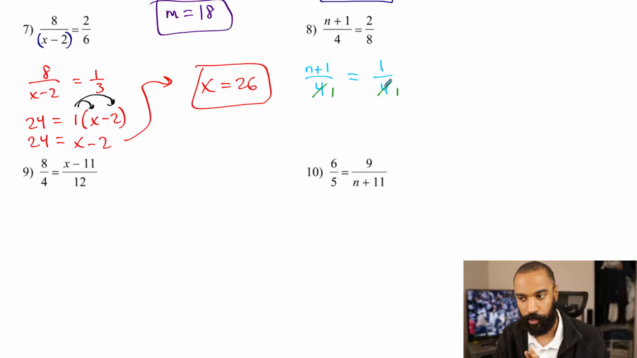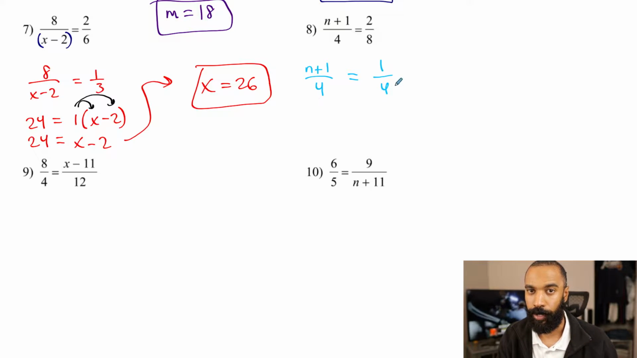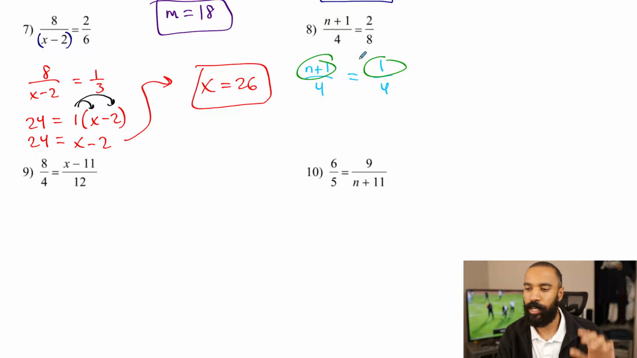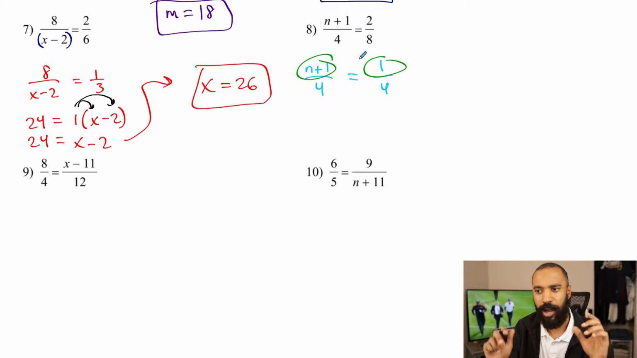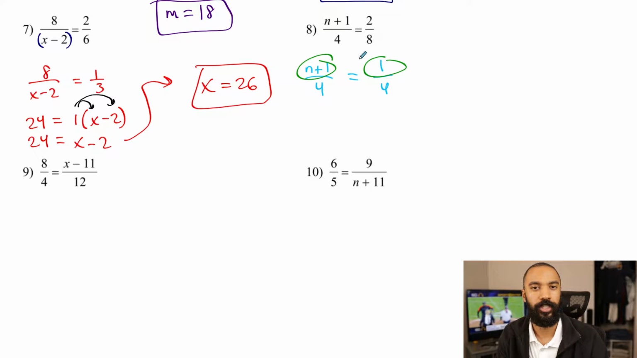Here's the other way I can look at this, though, and it's going to give you the same thing. Look at the fact that these are both dividing by 4. Now, I want you to think about this. If something divided by 4 equals something else divided by 4, the only way that's true is if these 2 things on top are the same. How can I make something over 4 equal something different over 4? The only way it's possible is if these 2 things on top are the same thing. So I can almost ignore the 4's completely and just write this thing.